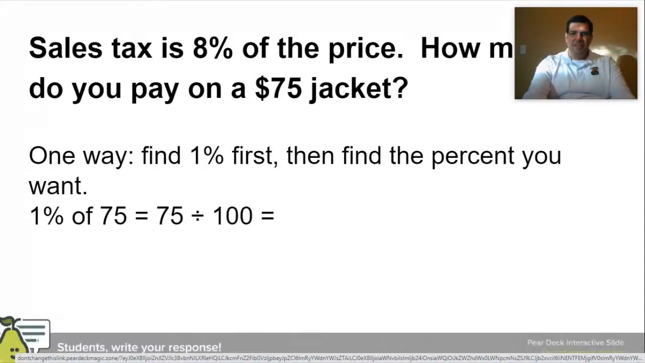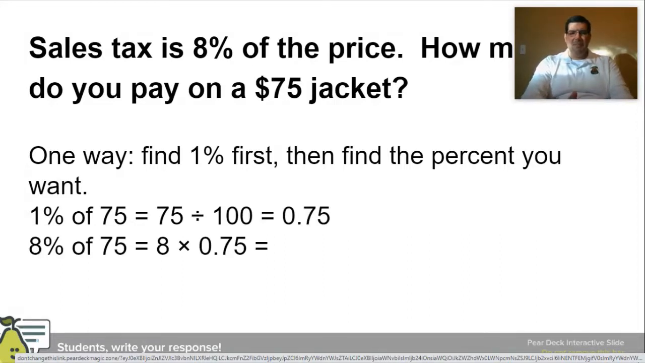You should have said that you are going to divide by 100, because that's how you split something into equal parts. So 75 divided by 100 is 0.75. That's 1% of the price. And then to find 8% of the price, you take 8 and you multiply it by the number that was 1%. Because if I take 1% and I make it 8 times bigger, I get 8%.